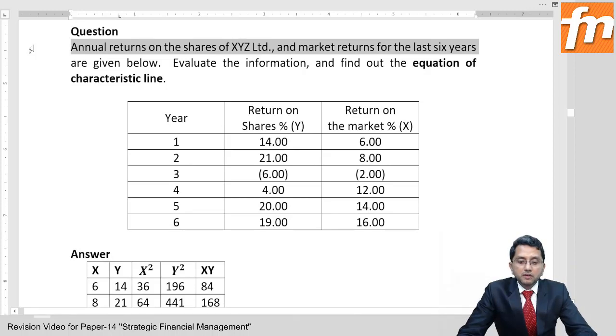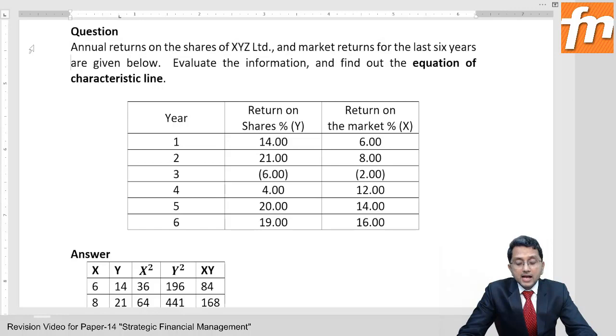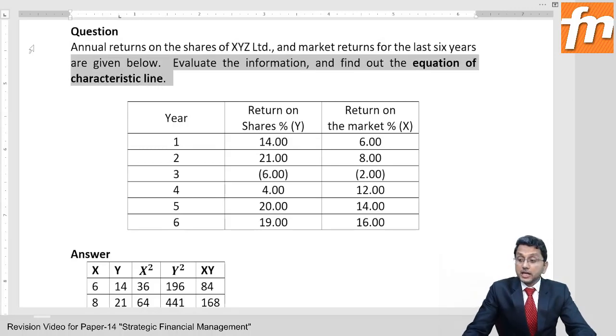Annual return on share of XYZ Limited and market return for last 6 years are given below. Evaluate the information and find out the equation of characteristic line.